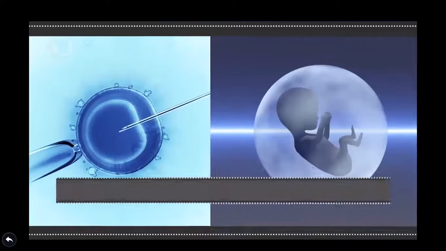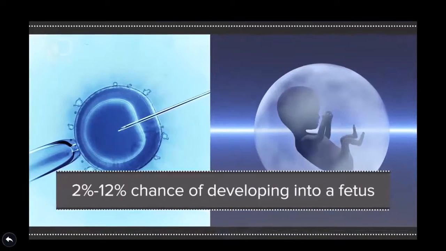The process can't boast a high success rate. According to the American Society for Reproductive Medicine, one egg has a 2 to 12% chance that it will develop into a fetus. So doctors recommend freezing a few eggs. Some women freeze a dozen or so for later use. So with all the high cost and low chances, why do people do it?